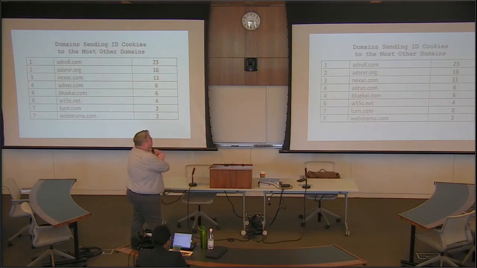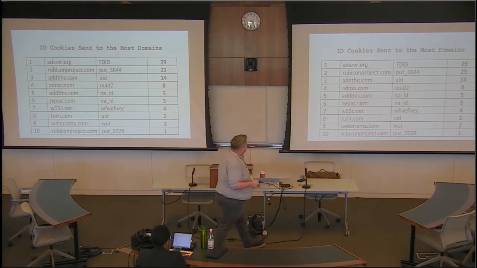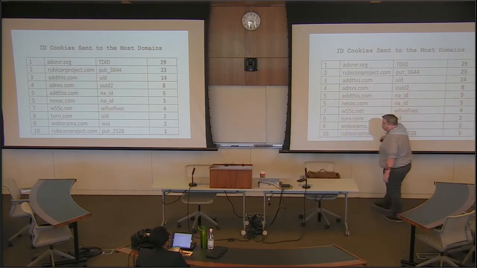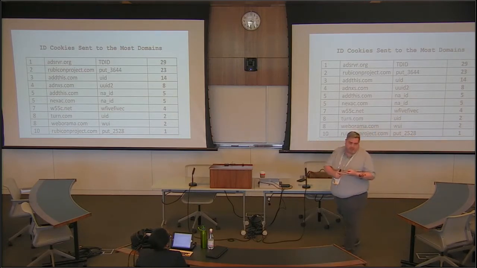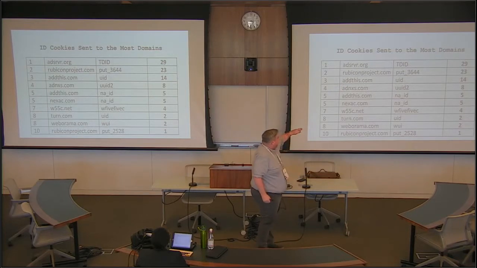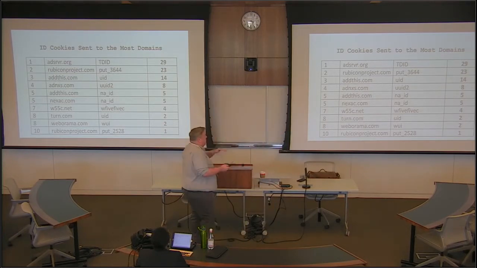If we look at which domains are sending ID cookies to the most other domains, now AdRoll jumps to the top. There's an explanation for why these numbers would be different, because it could be that this adserver.org TDID cookie could be being sent by means of the referrer header or the location header, or even within actual URL parameters in the request itself. It could be that nexact.com is the one who actually sent the adserver.org TDID cookie to someone else. So that's looking at the individual cookies.